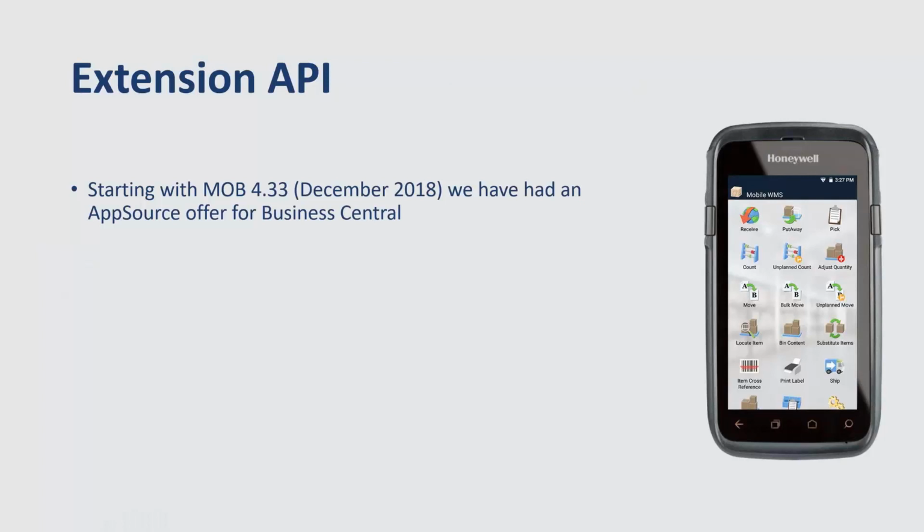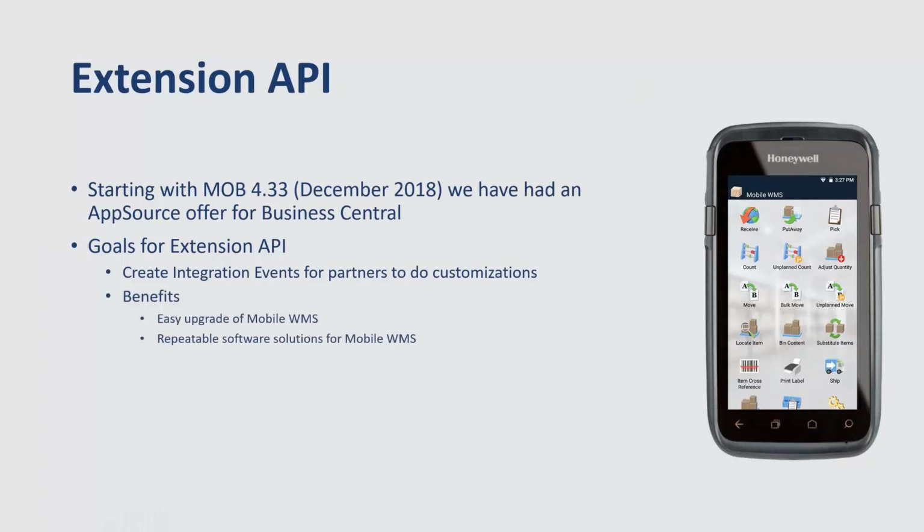So this necessitated a refactoring of our app to make it possible to customize mobile VMS without having to modify the base app. So we set out to create this new extension API using the tools provided and used by Microsoft for the same. Before we started, we wrote down some goals of what we wanted to achieve with this new extension API. And of course, we wanted to create integration events that would allow partners to customize mobile VMS without modifying the base app. The benefit of this is easy upgrade of mobile VMS.